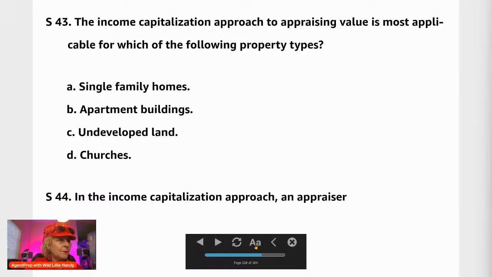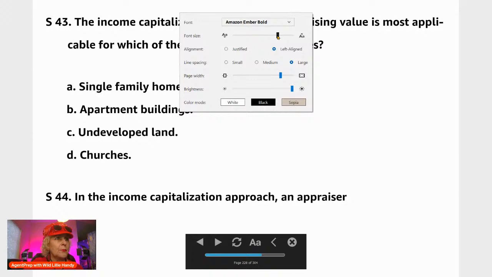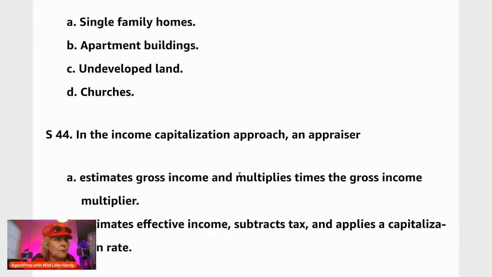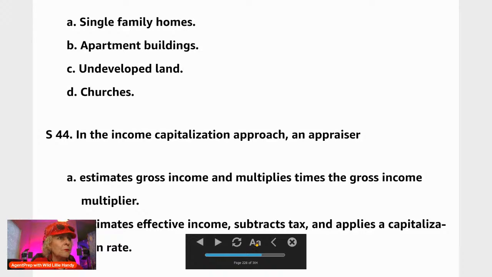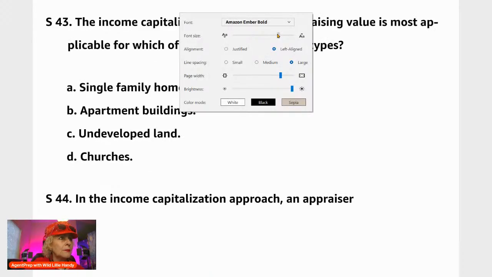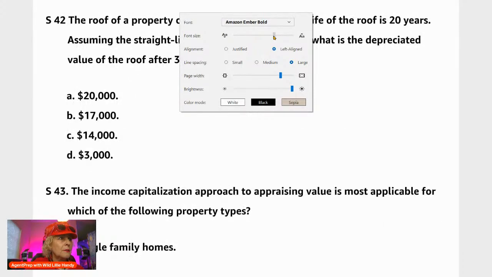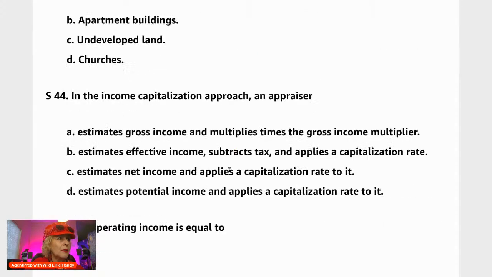Okie dokie. All right, number 44. Okay, not quite. Oh, come on. All right, there's number 44. So any questions on that one? Go review vocabulary, capitalization rate, income capitalization.